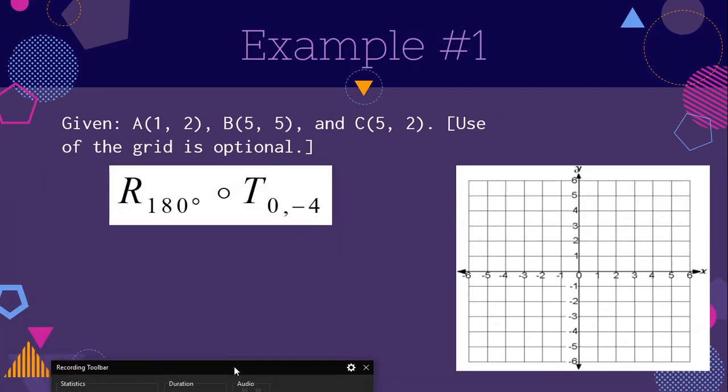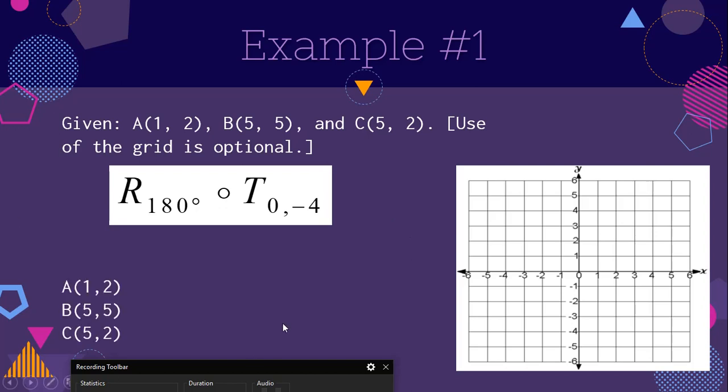In example number 1, we're given 3 points. It says the use of the grid is optional. If you know your rules well, then I would advise just do a mapping. You don't necessarily have to graph. So I'm going to begin by listing my 3 original ordered pairs. And then I'm going to start with the translation. Remember, the rotation follows the translation, so we're working backward.